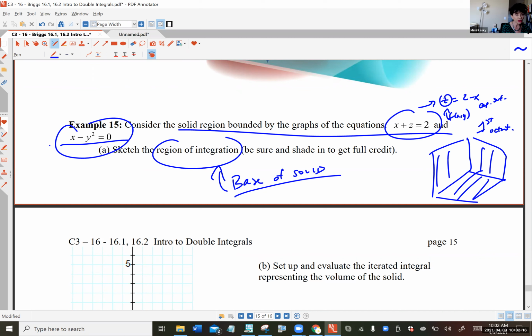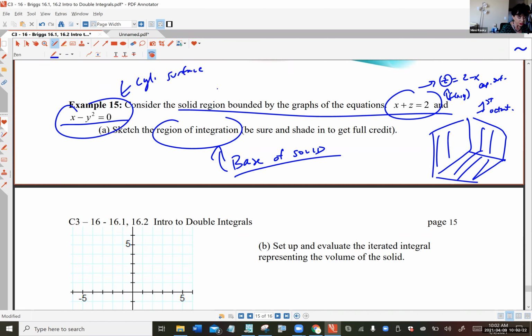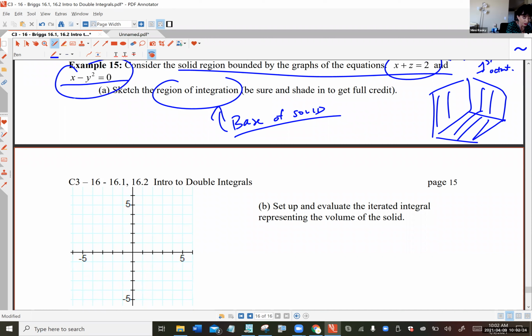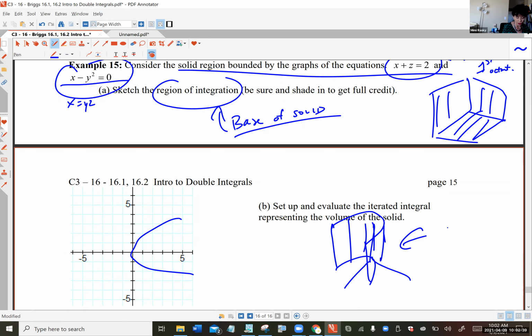And if I asked you to graph x minus y squared as a cylindrical surface, the way you would do it is you would first draw the generating curve, which is x equals y squared, and then you would whoosh the x equals y squared along the z-axis parallel, and so it would look like that. That's one of the walls of this solid. Okay, it's kind of curvy.